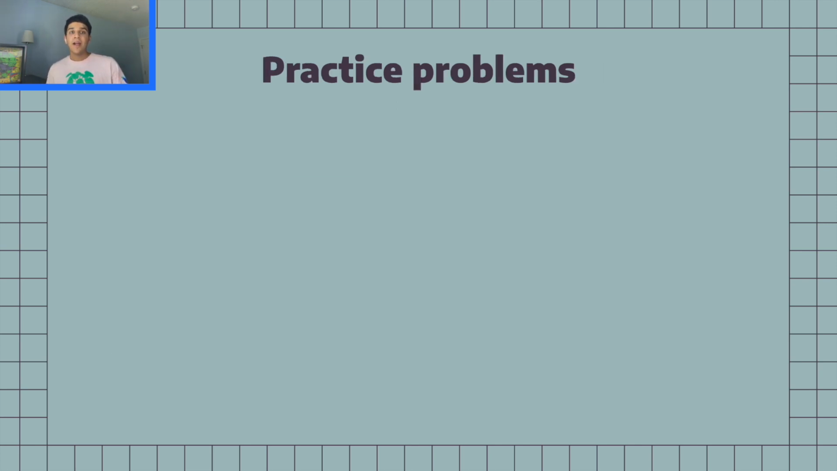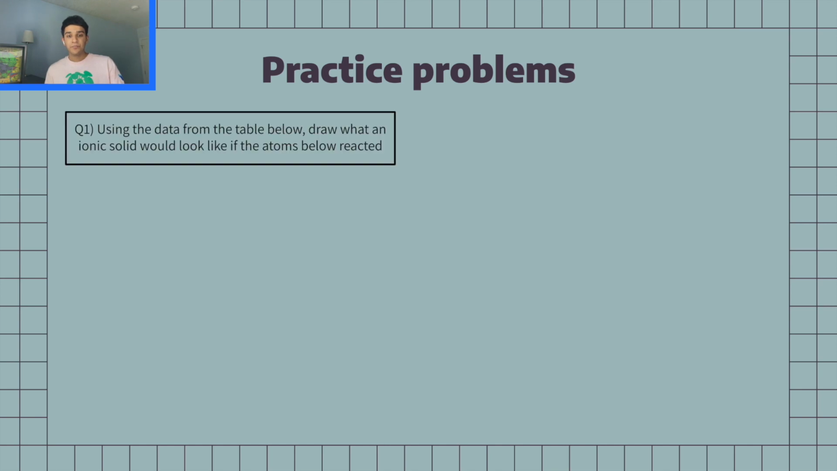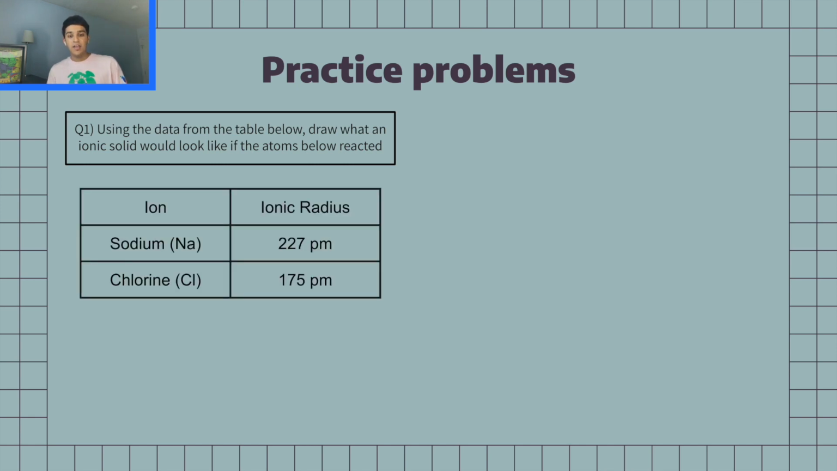So I have some practice problems for you guys to try. First, I have made a data table with two different elements and their ionic radii, and what I want you guys to do is try and draw the ionic solid diagram. Okay, so as the example I used on the last slide, the solid here is going to be salt or sodium chloride, so take your time.